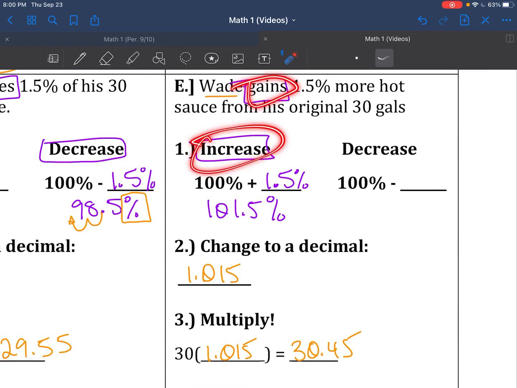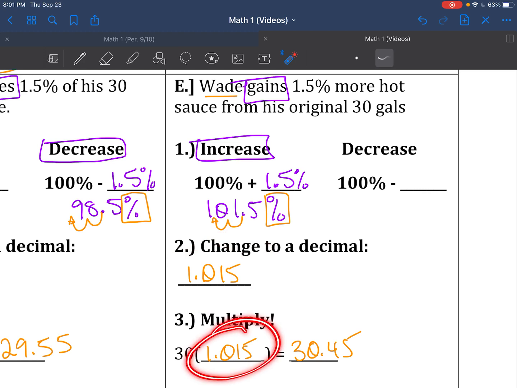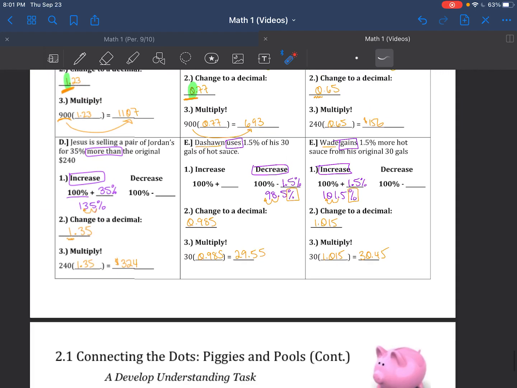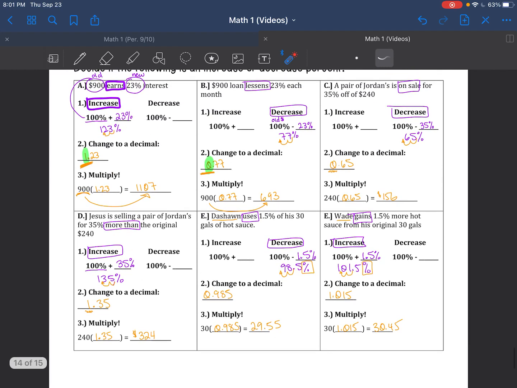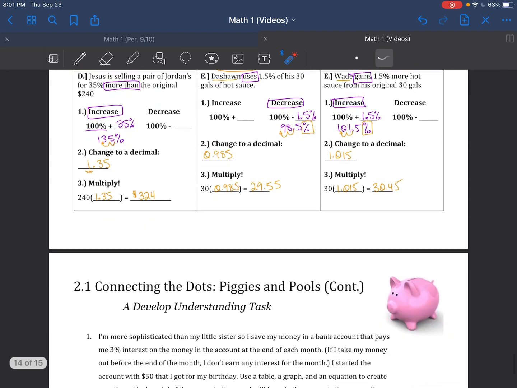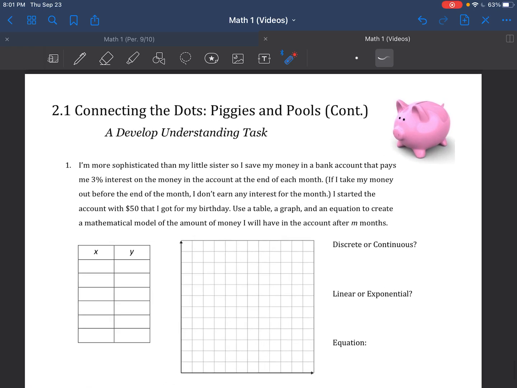Gains means increase, so we're going to add 1.5% to 100%. So that means we have 101.5%. This is still a percent. We change it to a decimal by moving 2 places over, and that's how we get 1.015. Take 30, multiply it to 1.015, and we get 30.45 gallons of hot sauce that Wade has increased by. Okay, so that's practicing with percents. Let's move in to our task here.